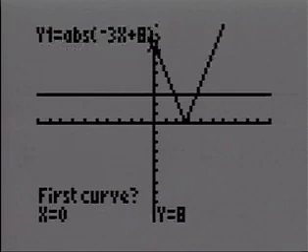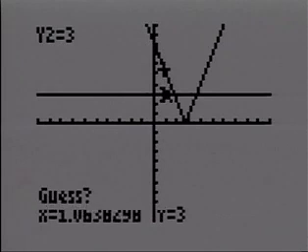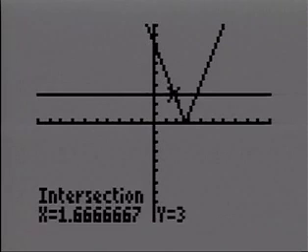Now, we want to find those intersection points. So we'll go and use the intersect feature in the calculator. There's the first curve. There's the second curve. I'll move the cursor over there and press enter. Now, for that x value, I get x equal 1.6 repeating, and that's equivalent to 5/3. So that verifies the left interval in our interval notation solution.